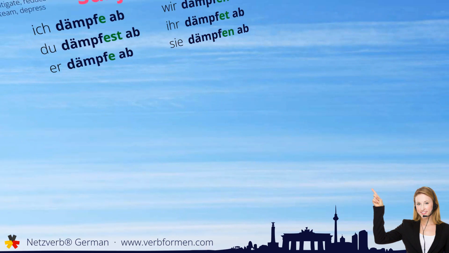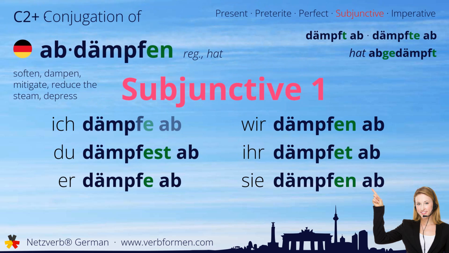Next up is the subjunctive one. Ich dämpfe ab. Du dämpfest ab. Er dämpfe ab. Wir dämpfen ab. Ihr dämpfet ab. Sie dämpfen ab.